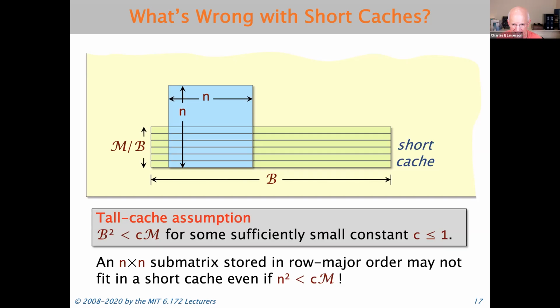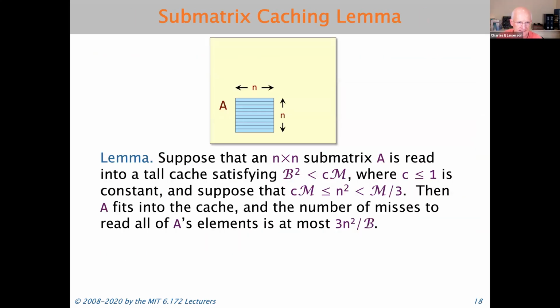In contrast, if the cache is sufficiently tall, then if the submatrix has at most cm bytes, it fits into cache. So that's the nice property: you can guarantee that it fits into cache if the cache is sufficiently tall, as long as the number of bytes in the submatrix is small enough. This is the actual workhorse lemma that we tend to use when analyzing submatrices. And once we have it, we'll be able to analyze some algorithms.